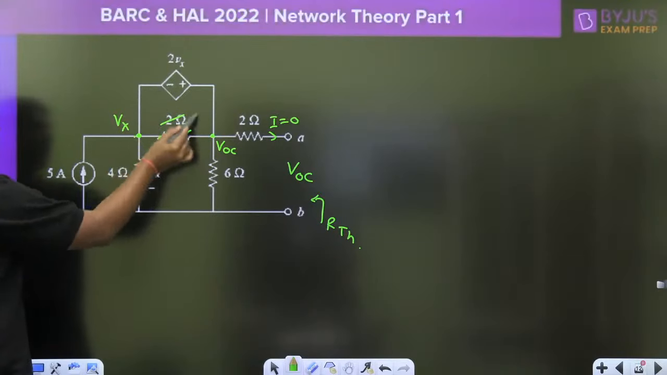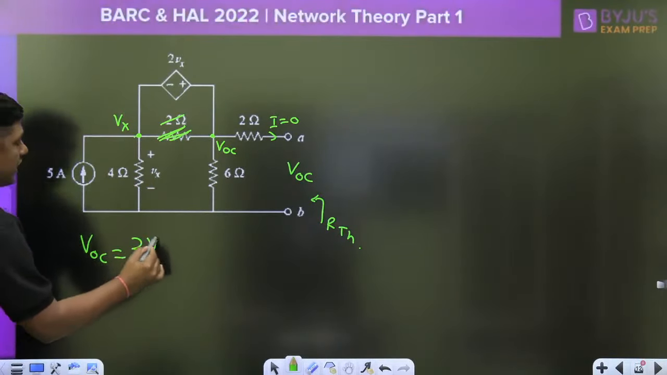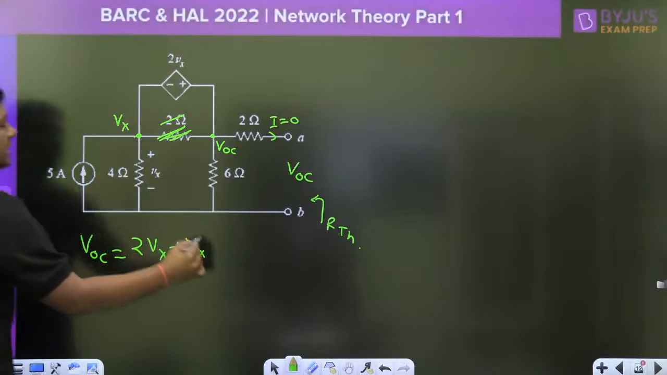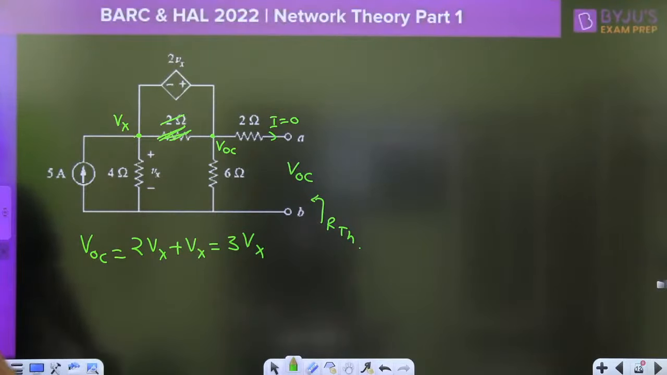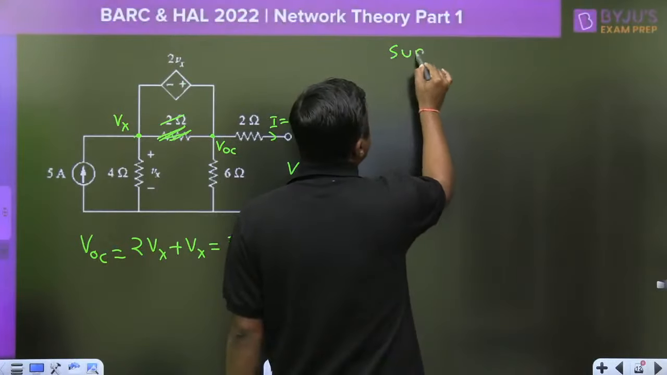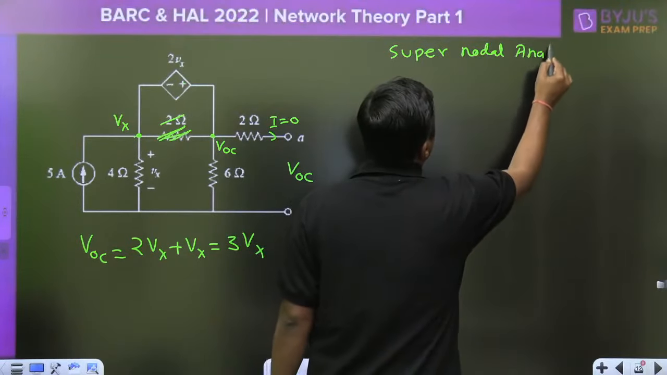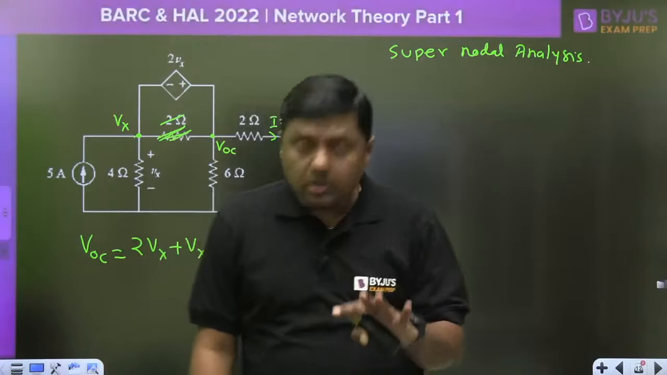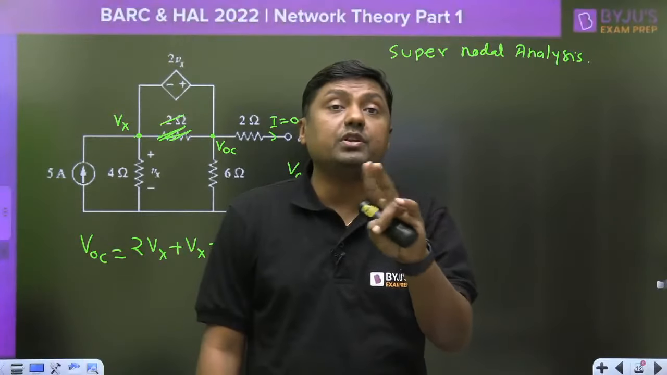Write down the KVL from this point to this point. It will become VOC is equal to 2Vx plus Vx, that is equal to 3Vx. Now, you have to apply what? Supernodal analysis, simply because we have one voltage source between these two nodes.